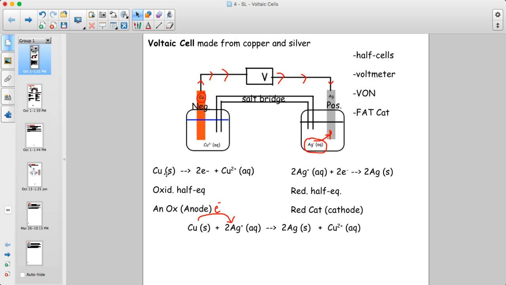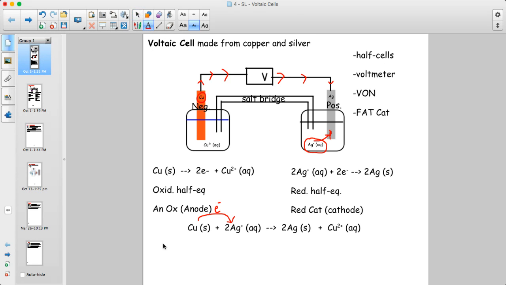So in the end, we have this voltaic cell. We have our two half equations. We can figure out which is oxidation and which is reduction, which helps us figure out anode and cathode, and it helps us figure out negative and positive. The overall equation is just when I balance the electrons and add them together. And the last thing to deal with is what's the role of the salt bridge.